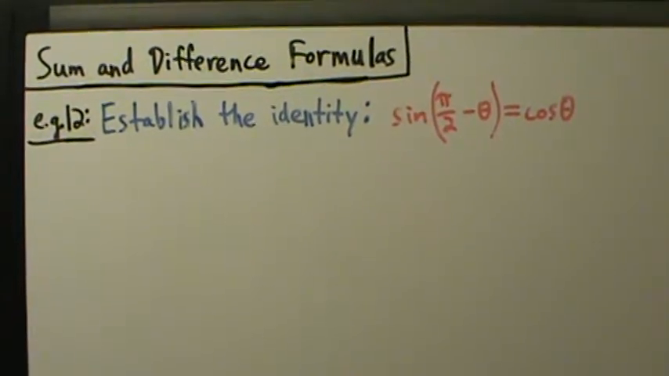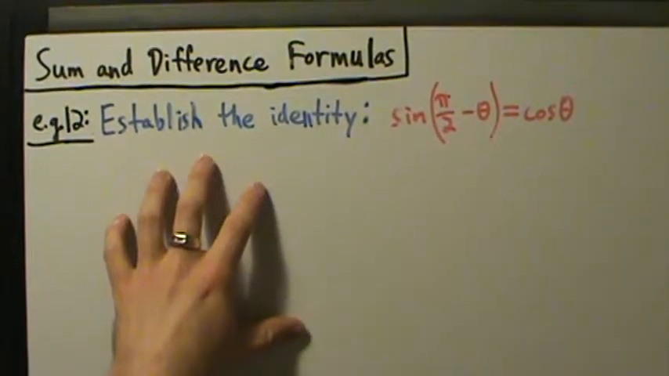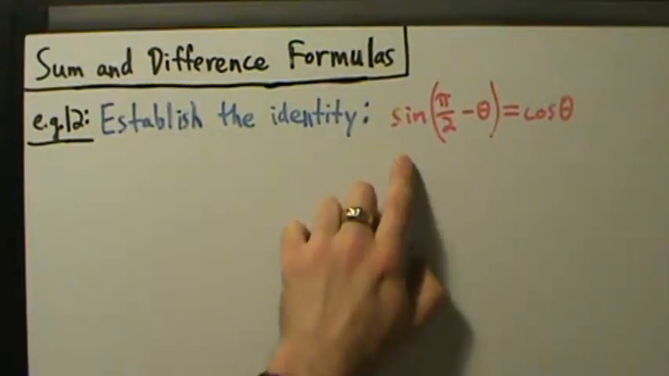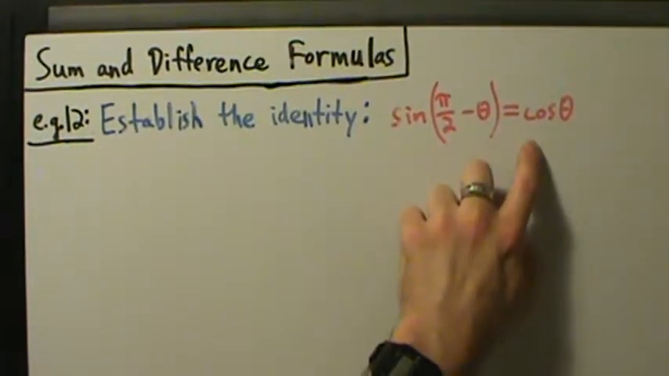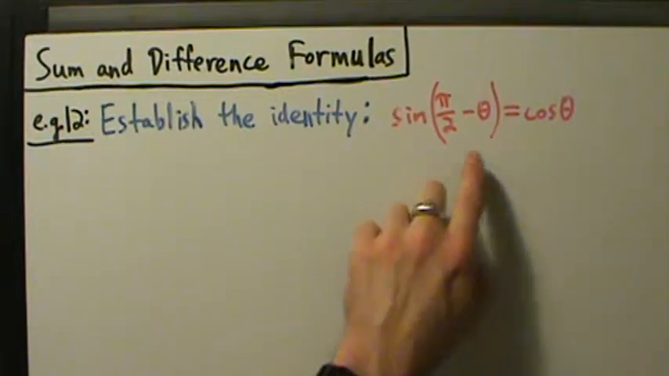Here's example 12 of sum and difference formulas. So it's another identity problem. The identity we want to establish is sine of pi over 2 minus theta equals the cosine of theta. So this might look familiar to you.